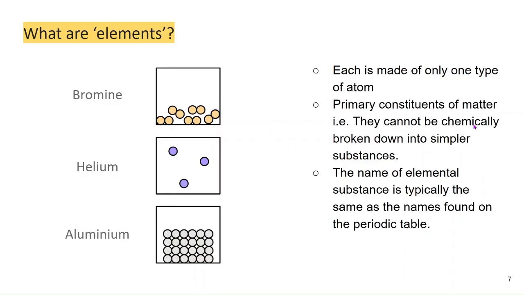Elements are really what we're going to be concerned with in this class mostly. And then the name of the element substance is typically the same as the names found on the periodic table. There are some exceptions, some isomers and isotopes that we'll talk about. But for the most part, if you see helium on the periodic table, we will just call it helium. All right.